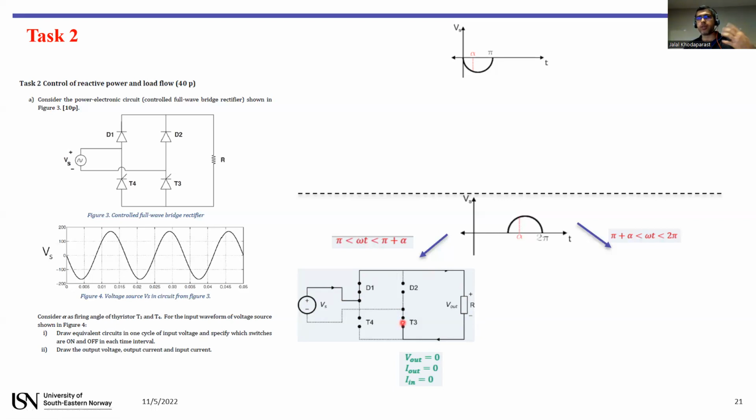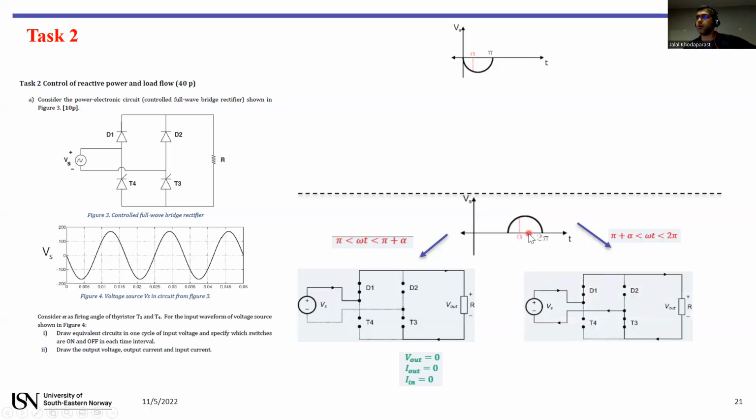So you will not have any current. You have voltage, but there is no current. Input voltage we have, but since there is no closed loop, the output voltage will be zero. The output current will be zero because you cannot create a closed path for the current. And the input current will be zero as well.